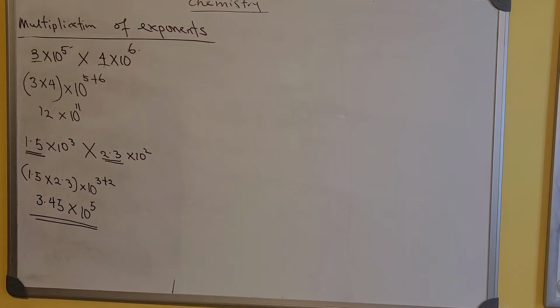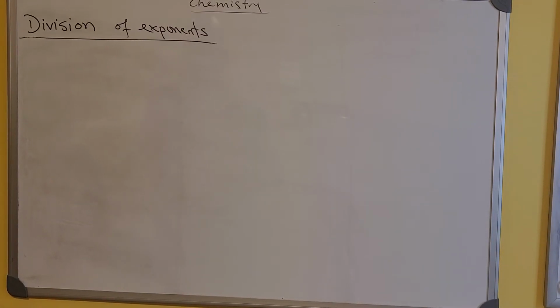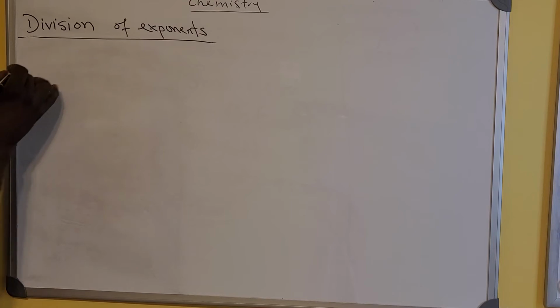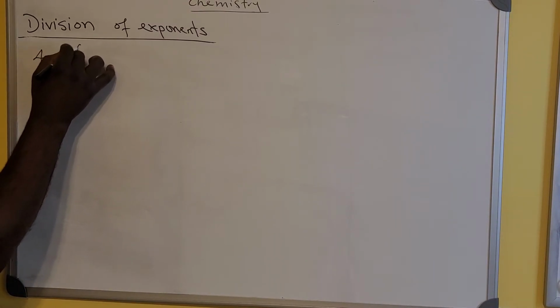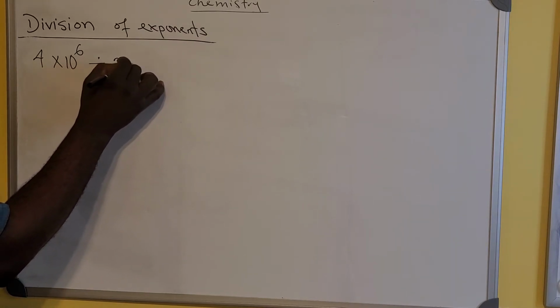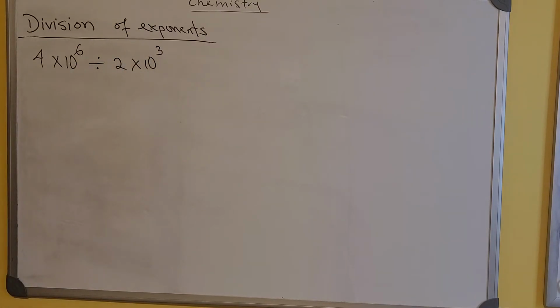The next one we're going to go to now is division of exponents. So how do you divide exponents? Let's go back to our previous example, or we can use something different now. Let's say we have 4 times 10 raised to the power 6, divided by 2 times 10 raised to the power 3. That's all we have.